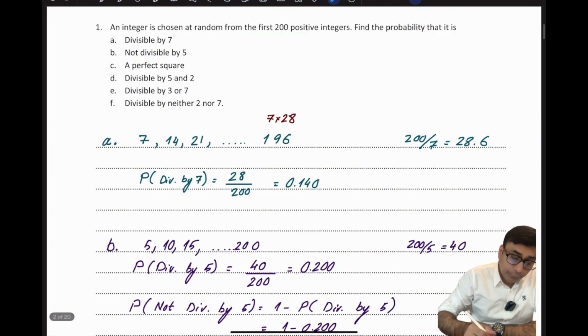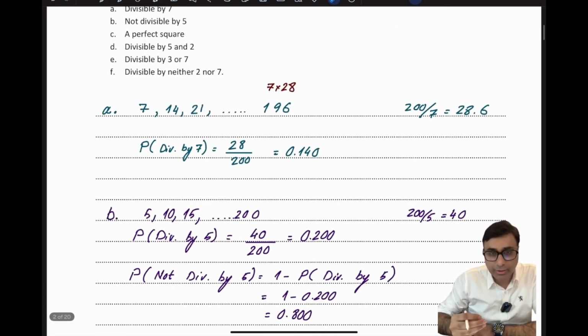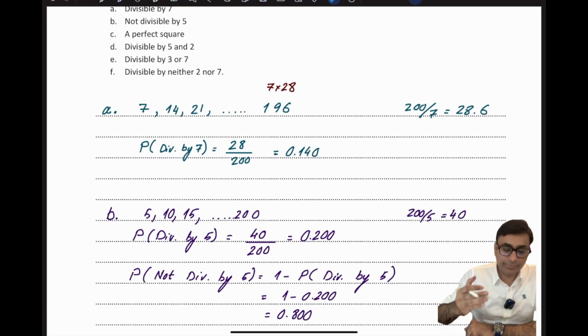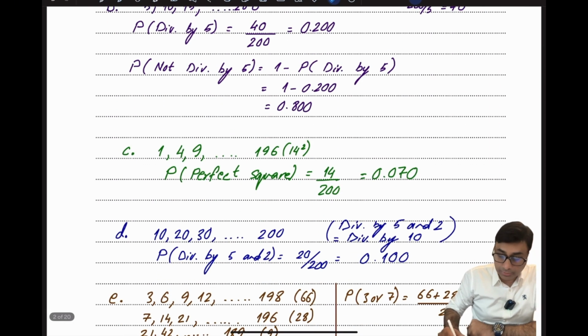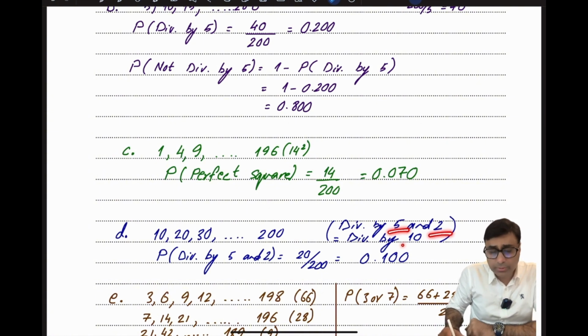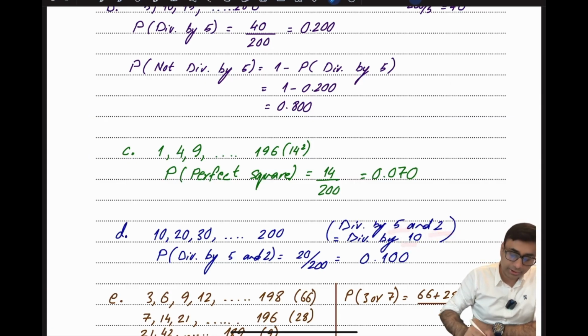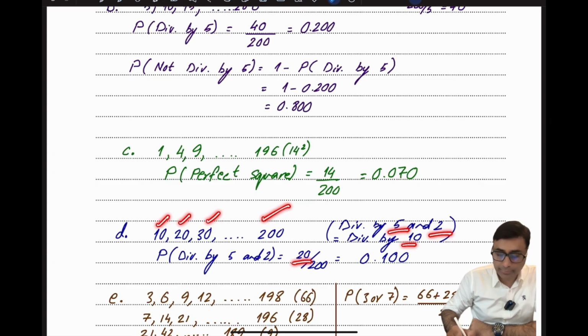Moving on, if I have to find divisible by 5 and 2. So you see here you're looking for intersection. So it has to be divisible by 5 and 2 both. If it is divisible by 5 and it's divisible by 2 as well, it should be divisible by both. That is, it should be divisible by 10. So I can just make a list of those numbers which are divisible by 10 and I'm getting 20 such numbers. So 20 by 200 will give me that probability.